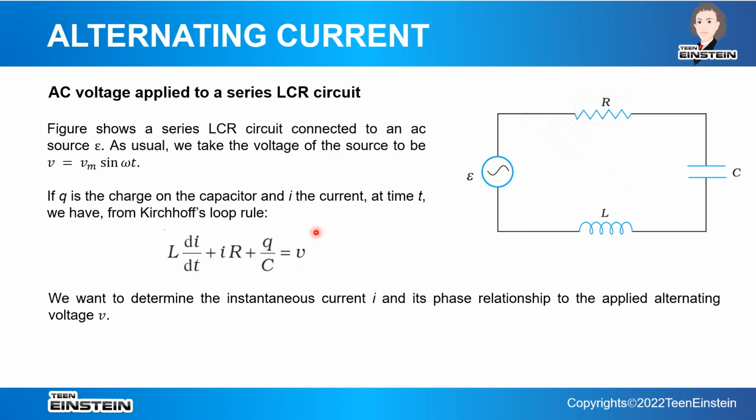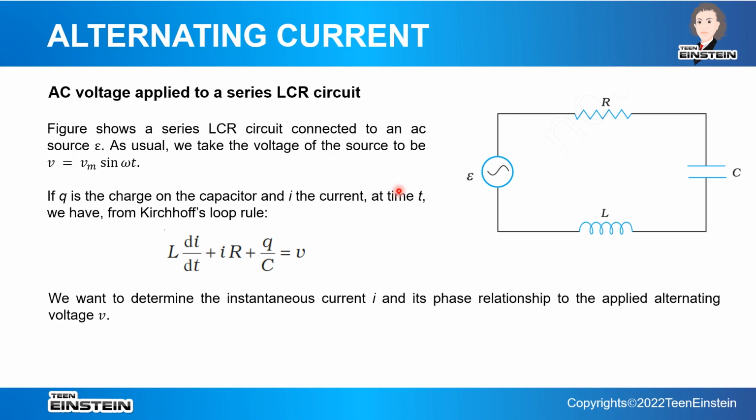So the source voltage V should be equal to the voltage drop across the R, which is nothing but I into R. This comes from Ohm's law. And what is the voltage drop across the capacitor? Q by C. What is the voltage drop across the inductor? L into di by dt. Summing up all the voltage drops across these three elements, they have to be equal to the source voltage. So this is the starting point where we are going to start the analysis.